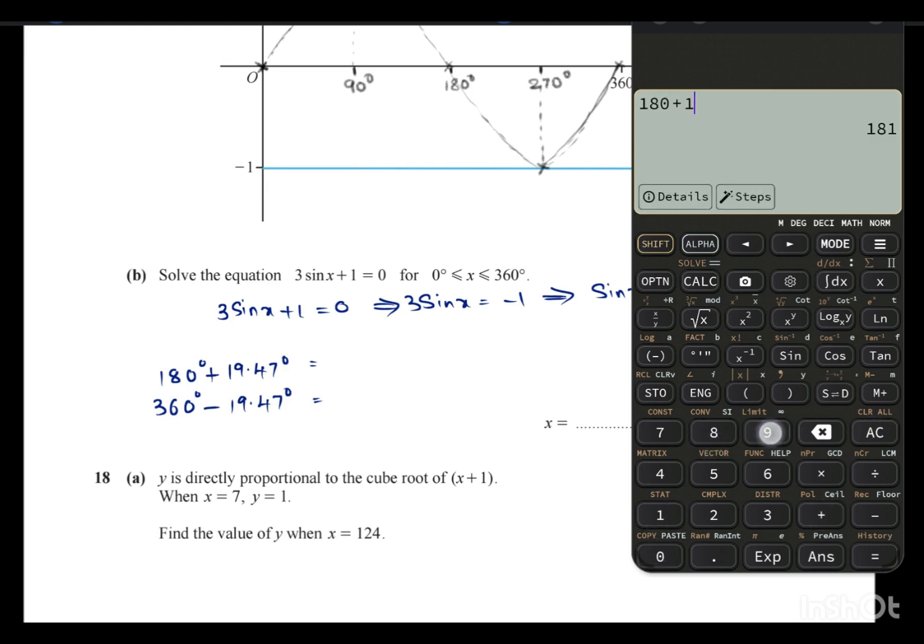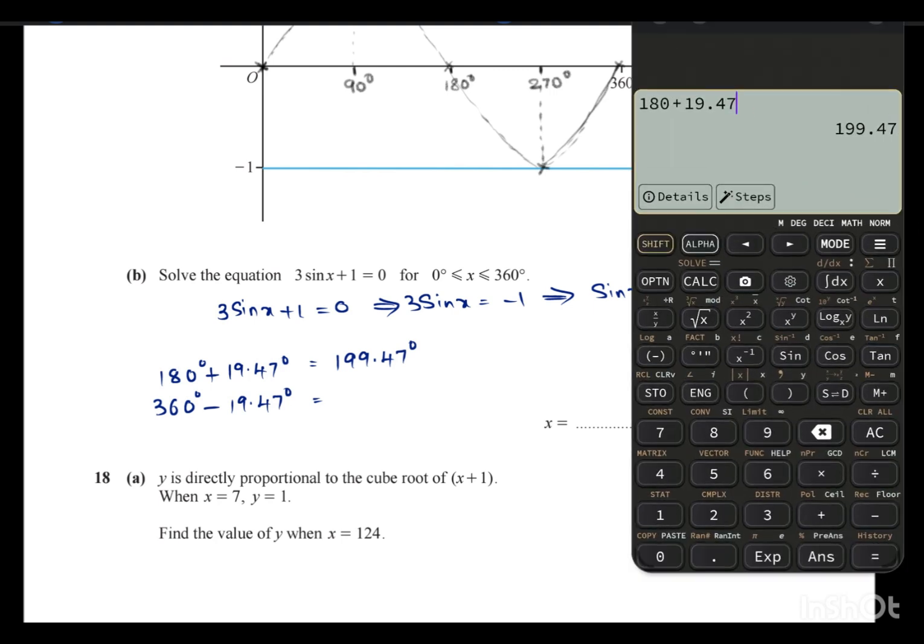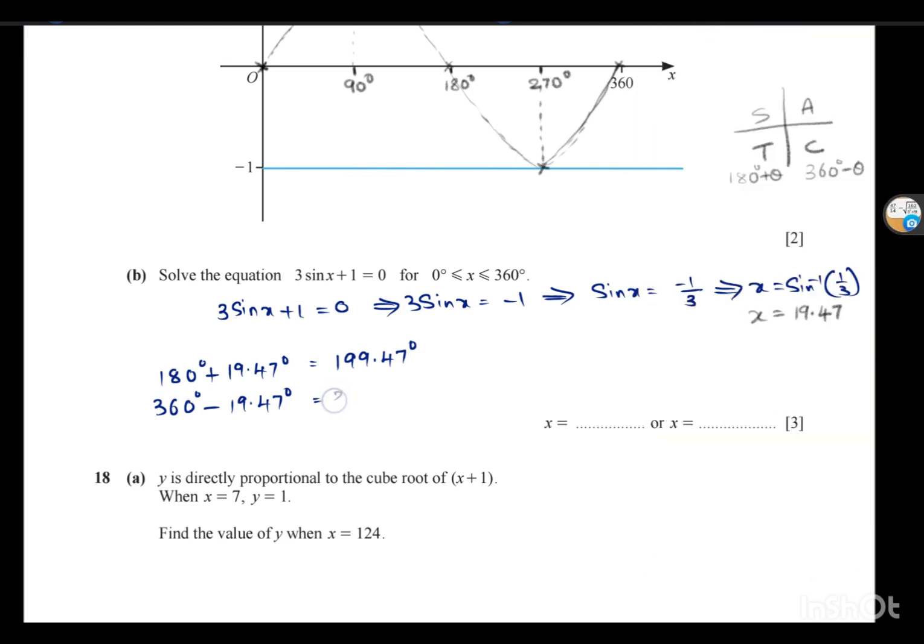180 plus 19.47 is 199.47. This is one of the angles. Then 360 minus 19.47 is 340.53. These are the two values of x.